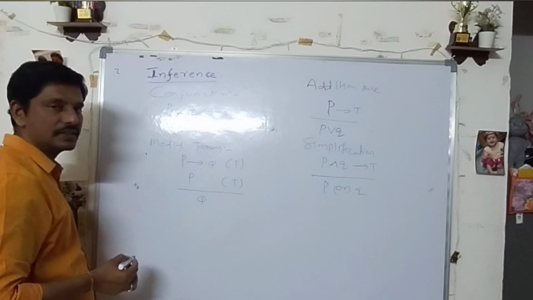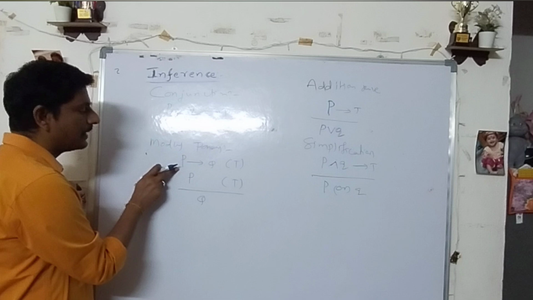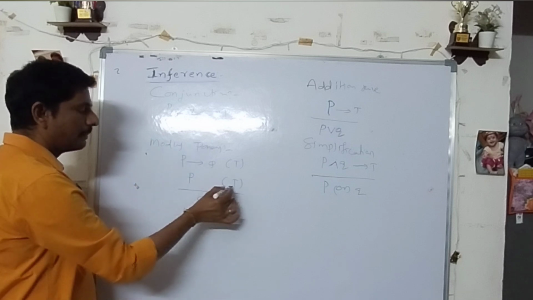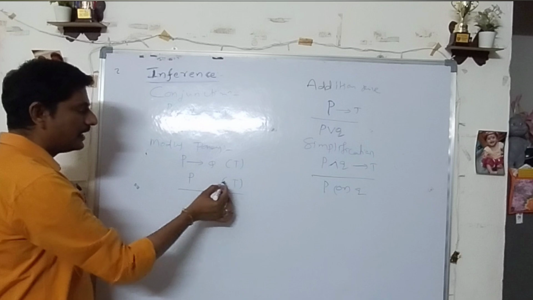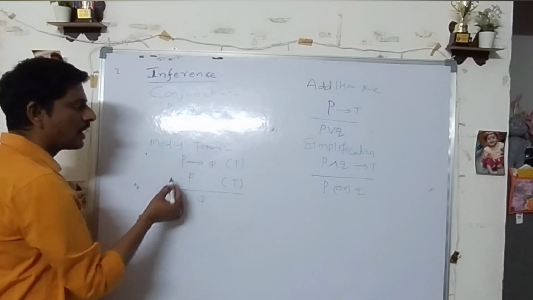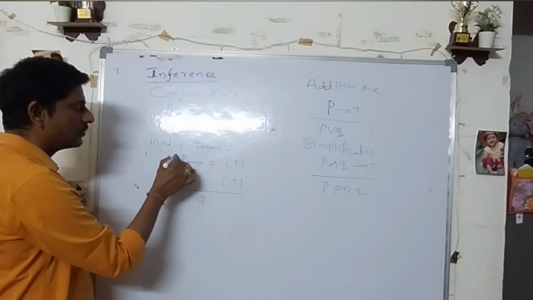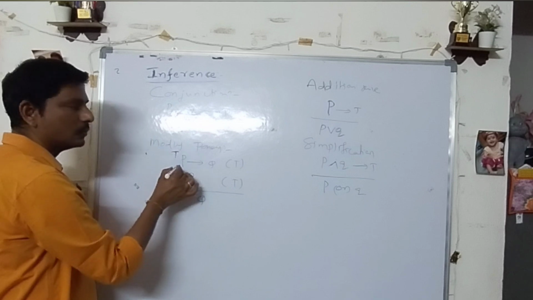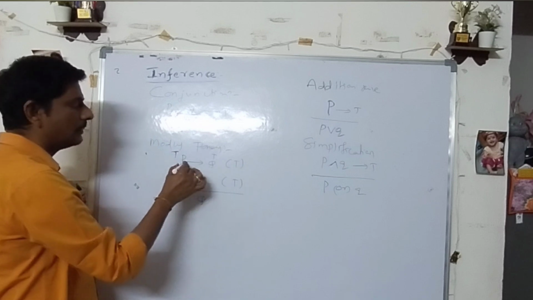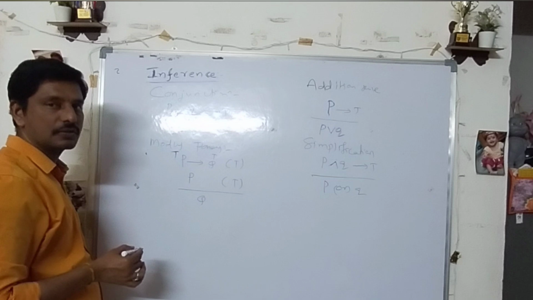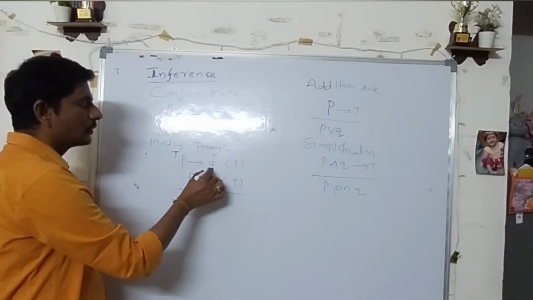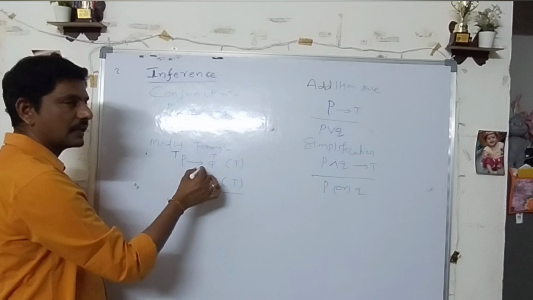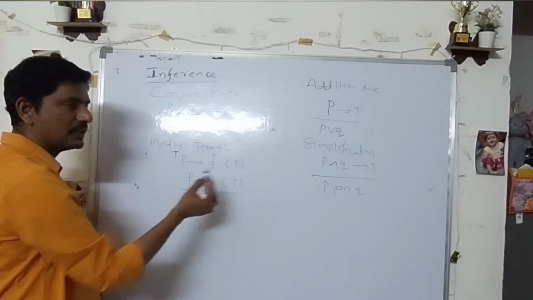The conclusion is Q. So if we say that P implies Q is true, and P is also true, then if P is true, Q should be true only, because we are connecting with the implies rule. If P is true and Q is true, then only the implies connectivity is true, otherwise false.